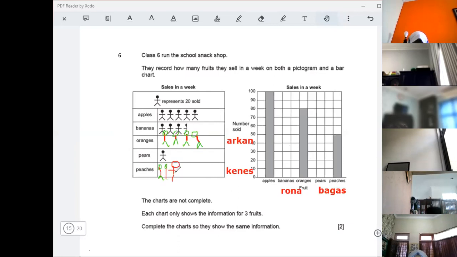Okay, because this is 50. So for this, it's only a half. So like this. Like this. Only like this. Okay. Because this is 50. It should be per 20, 20, 20 for this one. Okay, Rona, Bagas, please write it here.